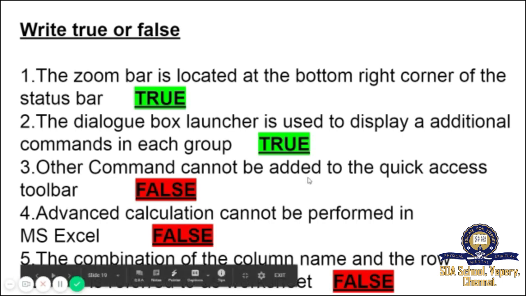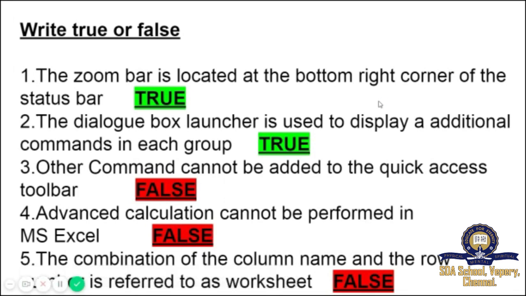The combination of the column name and the row is referred to as a worksheet. Is it true or false? It is false. The combination of row and column is referred to as a cell. It is a cell only, not a worksheet.